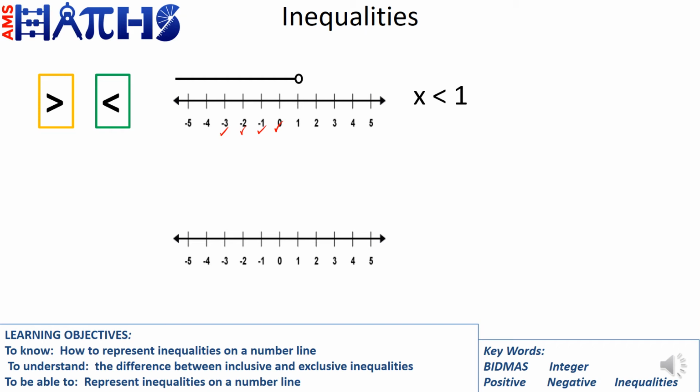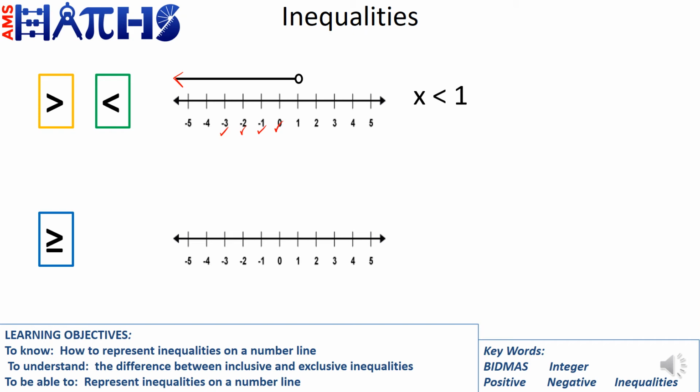We place a circle there. We do not shade it because that's our reference point, 1. But 1 is not included, so the circle stays blank. We do not shade. And then we need to put our arrow in this direction to say that we're going for numbers smaller than 1.